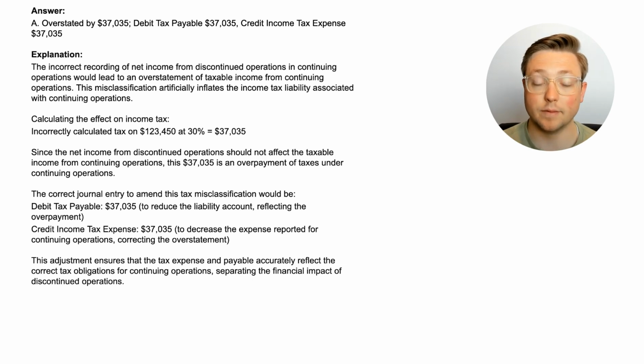The incorrect recording of net income from discontinued operations in continuing operations would lead to an overstatement of taxable income from continuing operations. This misclassification artificially inflates the income tax liability associated with continuing operations. So we have to figure out how much of a tax effect this had. We have to take the $123,450, multiply it by the tax rate, that gives us that $37,035.